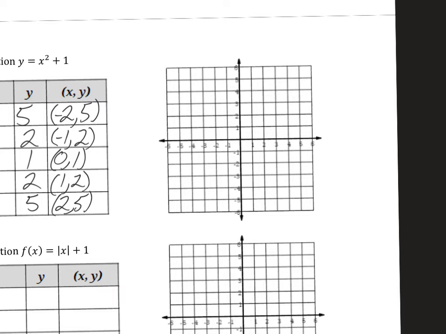Okay, so now we are just going to graph these points. So we're going over to -2. We're going up 1, 2, 3, 4, 5. We have a dot at -1, 2, 0, 1, 1, 2, 2, 5. So I'm going to draw a line that connects all of those. What do you think the name of this parent graph is? It is quadratic.